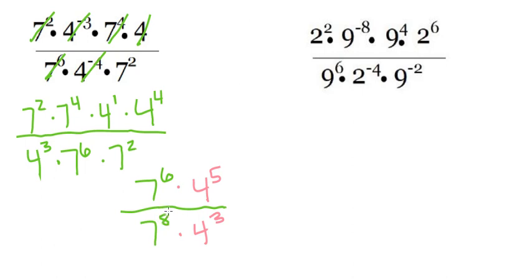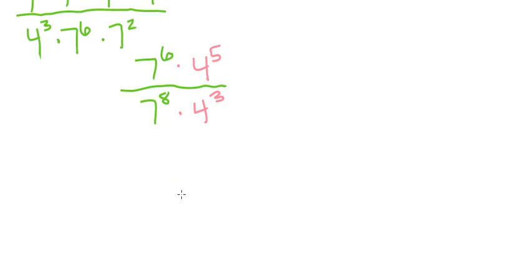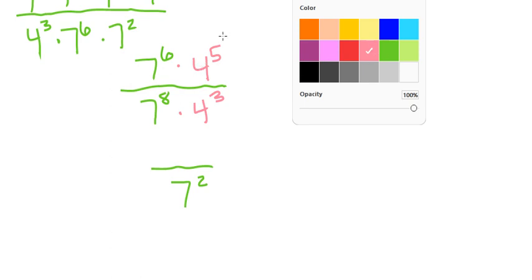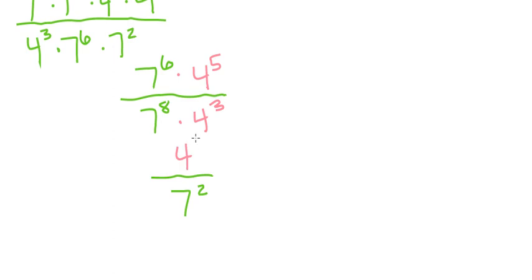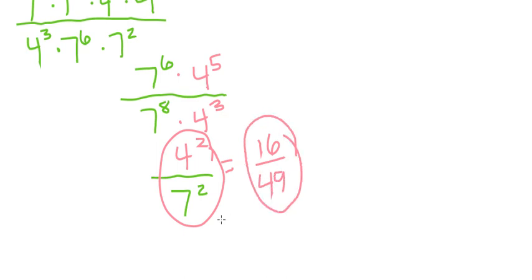So now when I go to look at this, I know that I've got a base of 7 in each place, so I have to simplify. Well, the 8 is bigger, so I've got 7 here, and 8 minus 6 is 2, so it's 7 squared in the denominator. Then here I have 4 to the 5th and 4 to the 3rd, so that's going to be 4 squared here, because that is 2 bigger than 3. So here, this could be your final answer, 4 squared over 7 squared, but 4 squared is the same thing as 16, and 7 squared is the same thing as 49, so that is another possible answer.